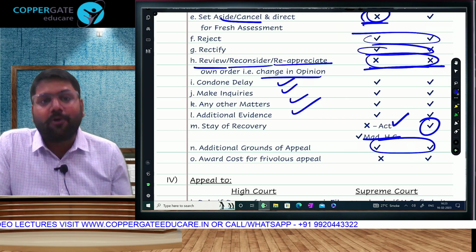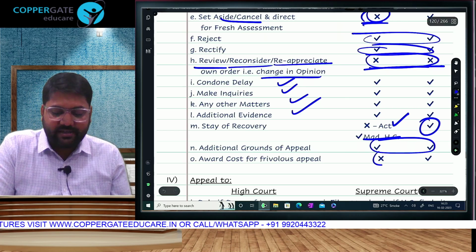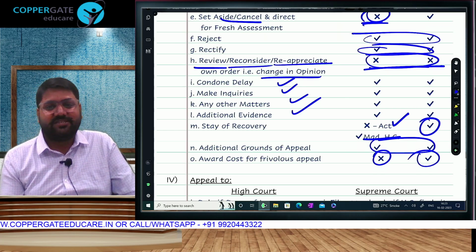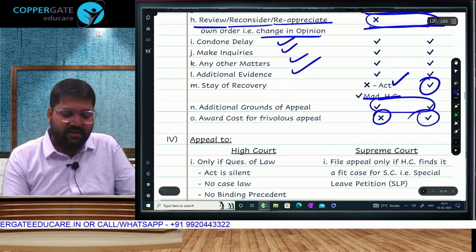The loser will pay compensation to the winner of the case. That is not allowed in CIT appeals. That is allowed only in ITAT. Therefore, in ITAT, we have cross objection also. We don't want time to be wasted out here.